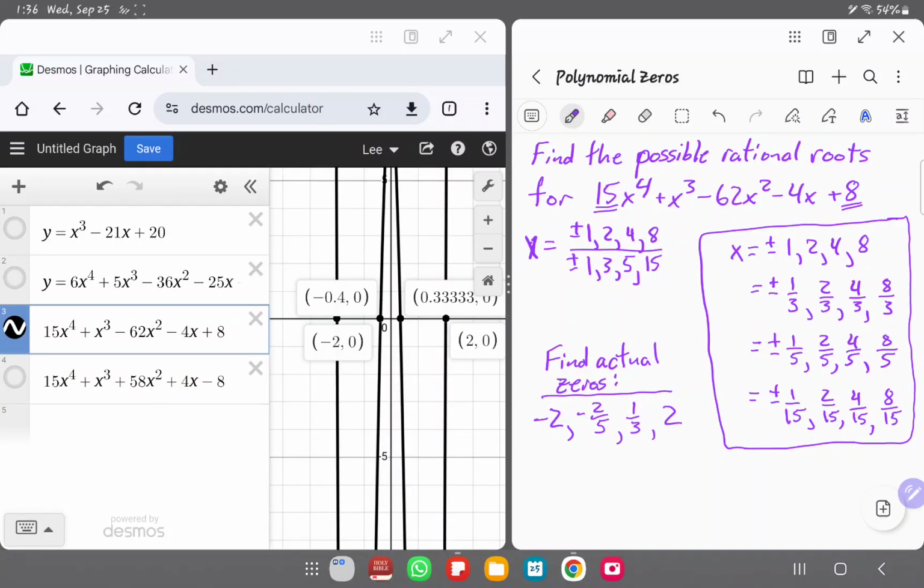There's only 4 zeros here that we could possibly have because we have degree 4. You can't have any more zeros than your degree. So those would be the actual zeros, right?